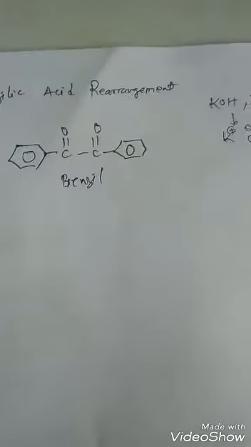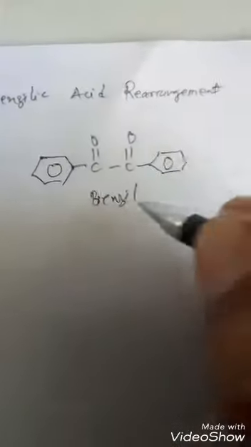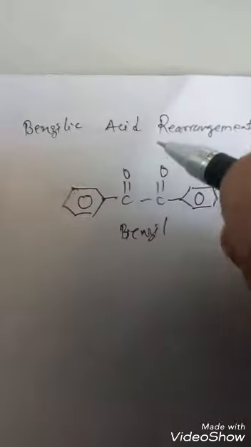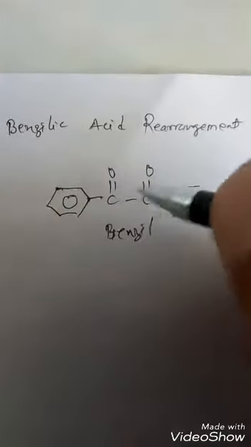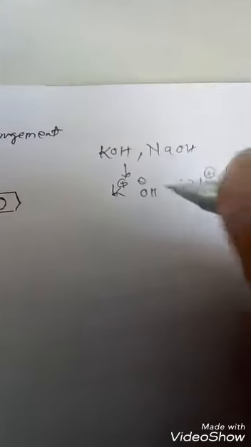Topic is benzilic acid rearrangement. In this, we take a starting compound, benzil, and this is the structure of benzil, which converts to benzilic acid. We have to convert this diketone structure to an acid with the help of strong bases like sodium hydroxide or potassium hydroxide. As we know, sodium hydroxide and potassium hydroxide are strong bases which easily dissociate into K+ and OH-, or Na+ and OH-.